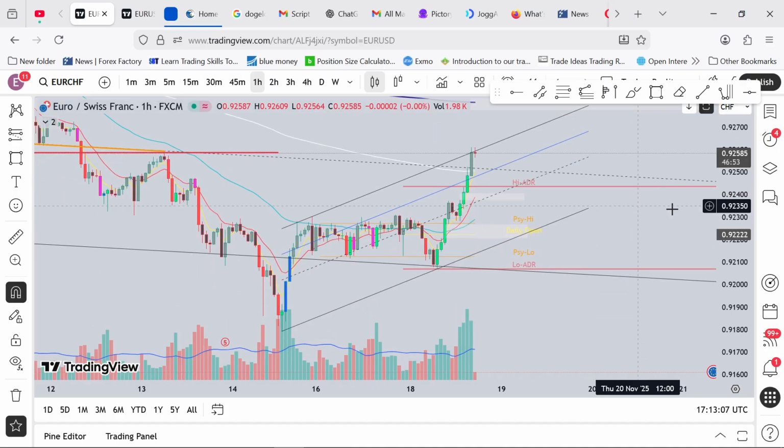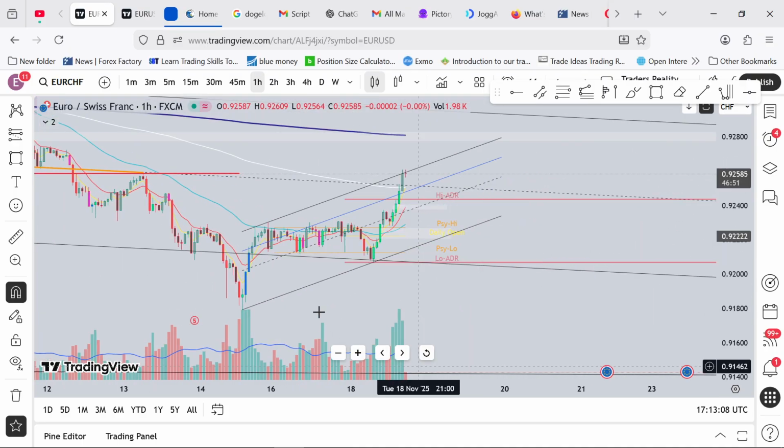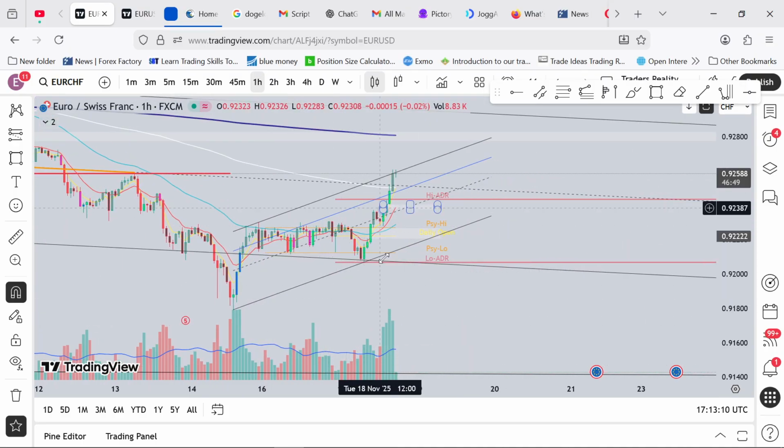there's a much higher probability it's a 3 than an ABC, because corrective structures generally stay inside the channel, yeah? They can come up and give us wicks here and there, but when you've got consistent body closes above, you're in a 3.